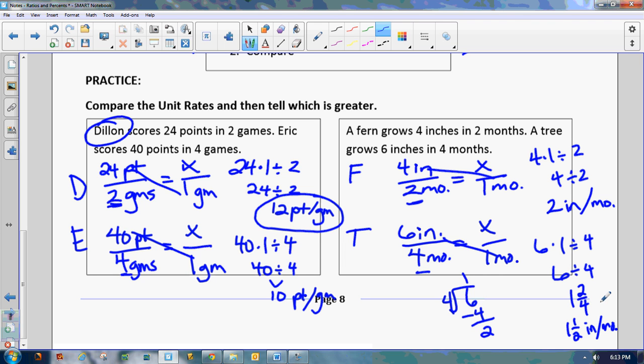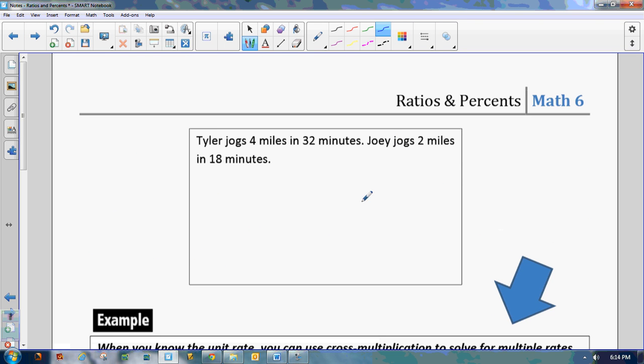Which one of these grows more per month? And that would be the fern. So the fern here is the biggest. Now I want you to pause the video here. Once you turn to page 9 and take a few minutes and answer this last practice problem between Tyler and Joey.